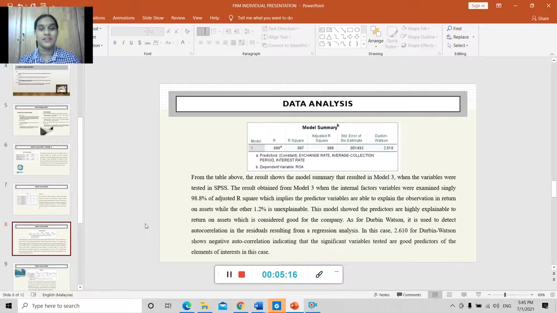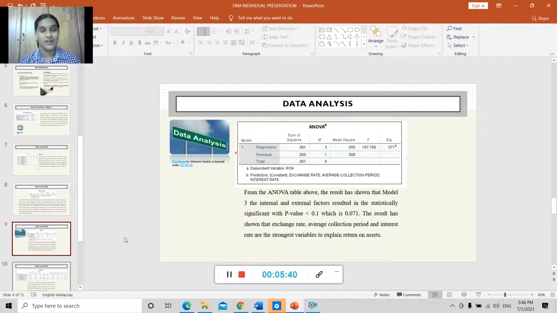Moving on, this is the model summary. As you can see, the Durbin-Watson is 2.610, which is considered good as Durbin-Watson is supposed to be between 1.5 to 3.0. And as we can see, the adjusted R-square of the model is 98.8%, which implies the predictor variables are able to explain the observation in return on assets. Meanwhile, the other 1.2 percent is unexplainable.